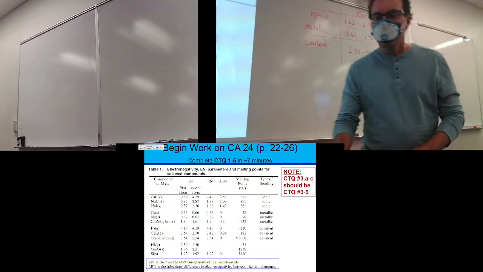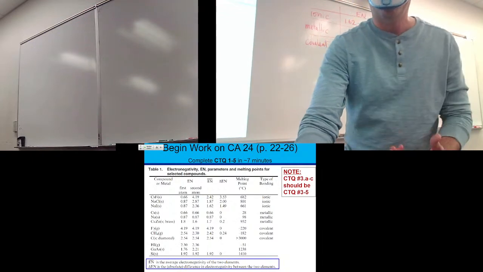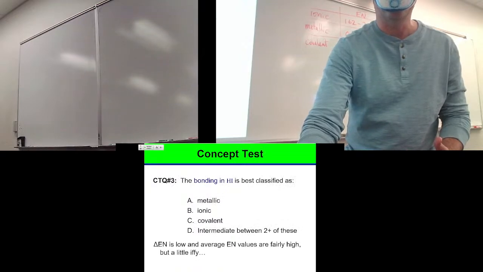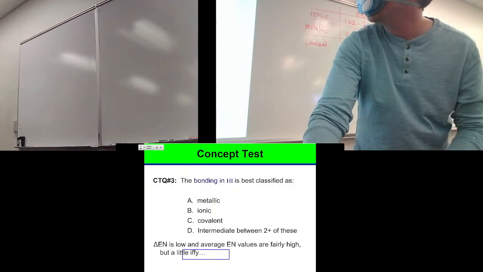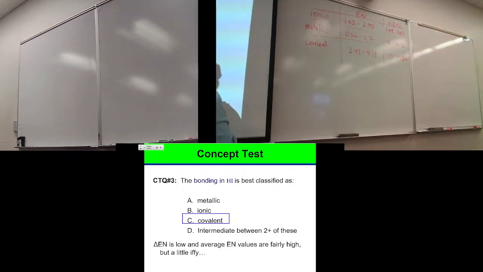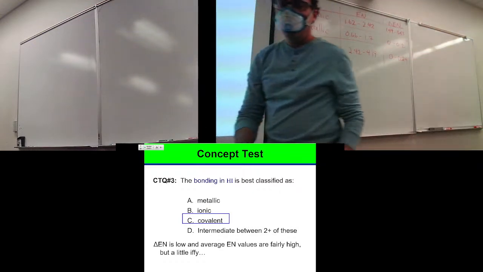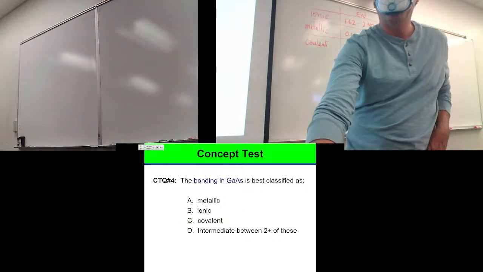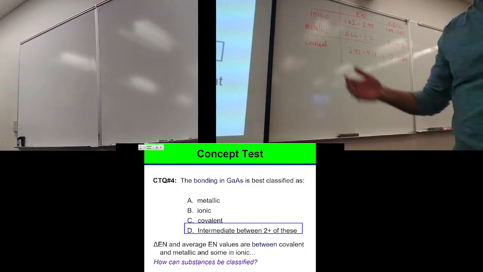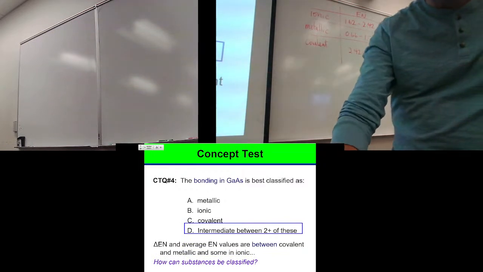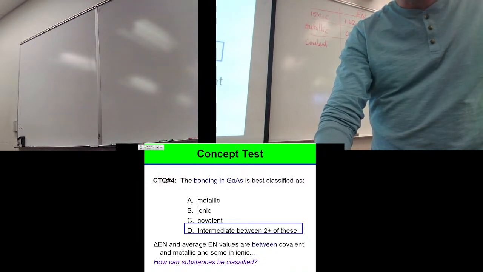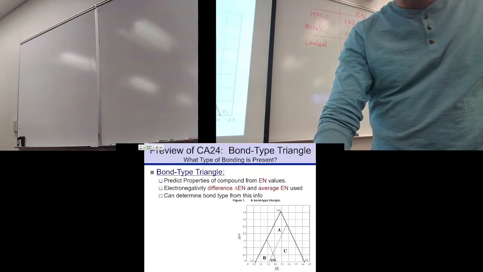Okay. So this is where the bond type triangle comes in. So we did this. HI is best classified as covalent. Gallium arsenide is not really any one specific one. It's kind of, I think we said metallic covalent? No, metallic ionic. Anyway, it's hard to tell. And we didn't do sulfur here.